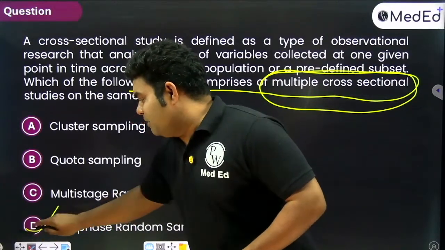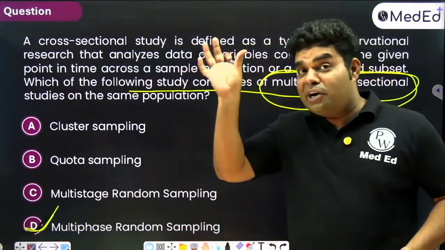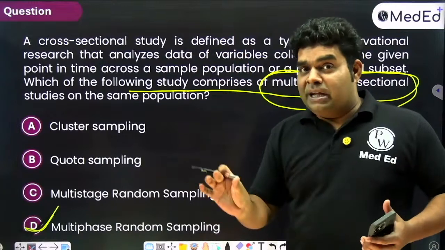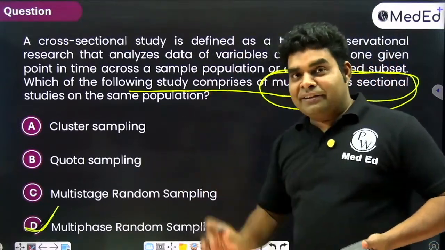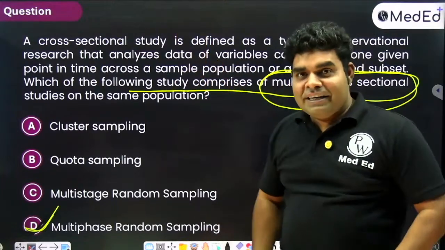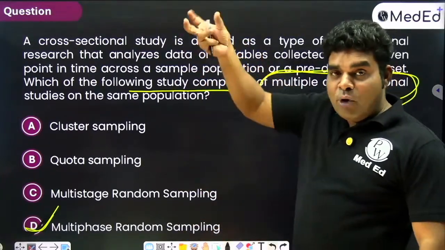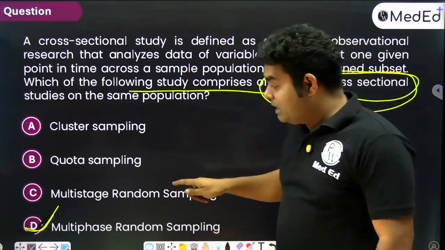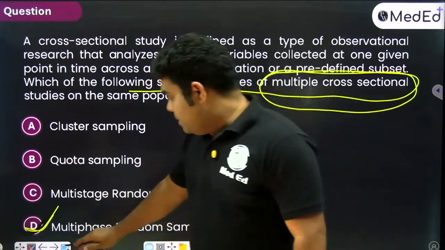Multi-phase, like the Dr. Krishna study, 20,000 were screened, and then 47 had echo done, and then 3 came with mitral valve prolapse. That is multi-phase. And multi-stage was the Delhi model, choosing from larger down to a small one. So it was multi-phase where multiple cross-sectional study is done. Okay, so next question.